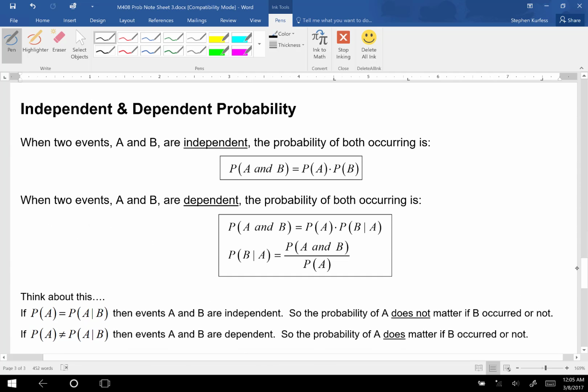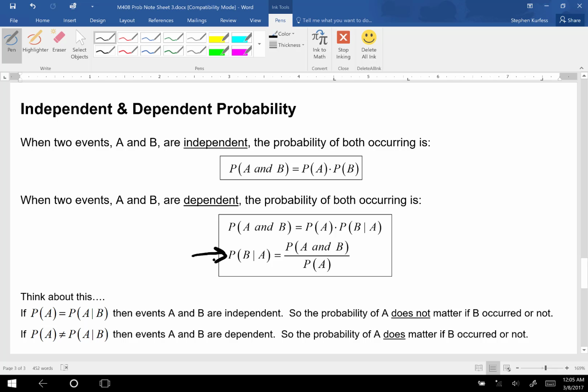This is again talking a little bit more about independent and dependent probability. Remember we talked about this yesterday. When two events are independent, then the probability of A and B is just probability of A times probability of B. It's pretty easy. And when two events are dependent, this is what we talked about just now. The probability of A and B is probability of A times probability of B given that A occurred already. And here this guy right here, I just rewrote it, solving for probability of B given A, which is what we did in the last problem.